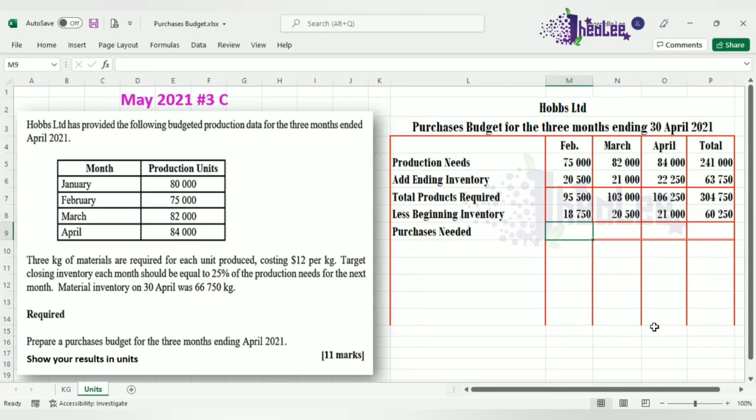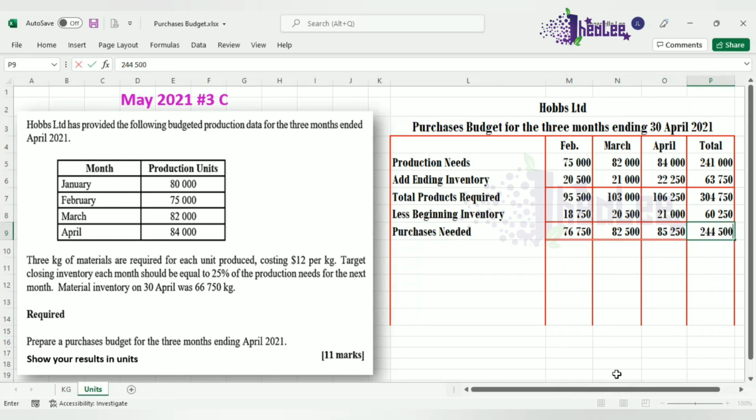For February, we have 76,750 units. For March, it is 82,500. For April, that is 85,250. And our total purchases needed for the budgeted period is 244,500 units.